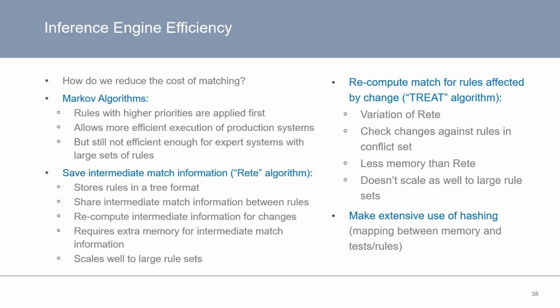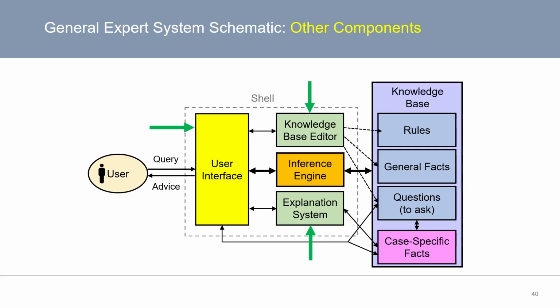In general, we can also make expert systems more efficient by making extensive use of hashing, or the mapping between memory and tests or rules. In our last section of this lecture, we'll briefly review other components of a rule-based expert system. Here again is our expert system schematic.